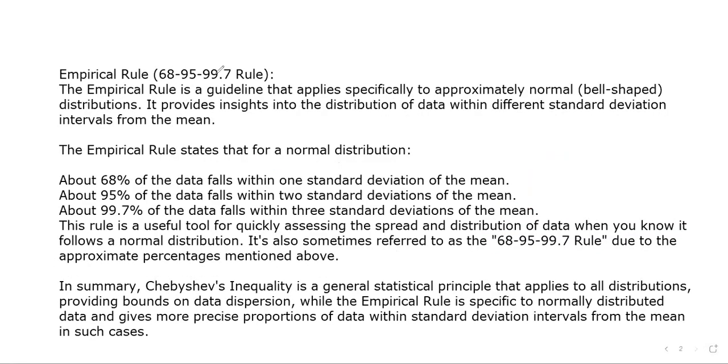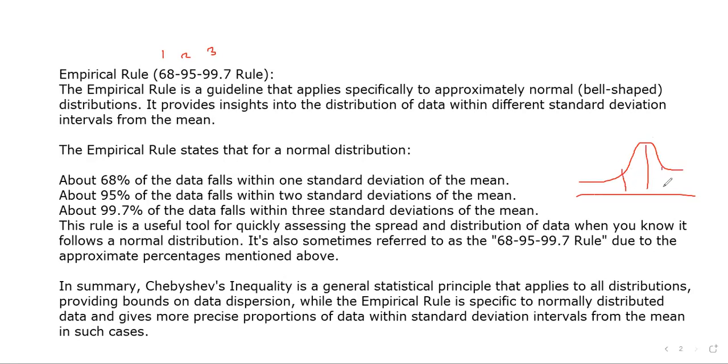So this is the formula that we'll be using to understand Chebychev's theorem. On the other hand, we have what we call the empirical rule, also called the 68, 95, 99.7 rule. That is 68 for 1 standard deviation, 95 for 2 standard deviations, and 99.7 for 3 standard deviations. It's also another guideline that applies when we're approximating the proportions under this bell-shaped curve.